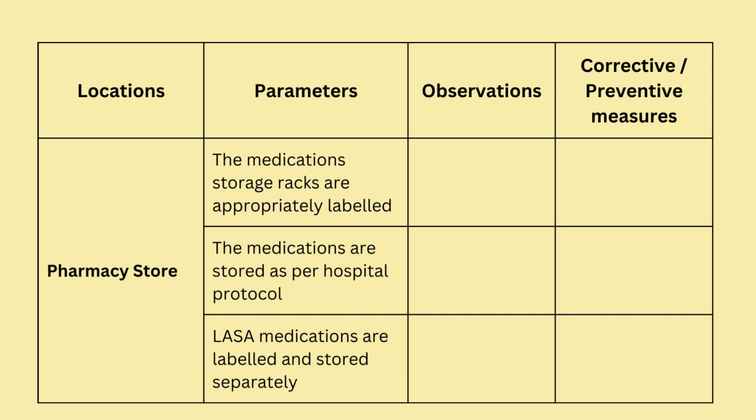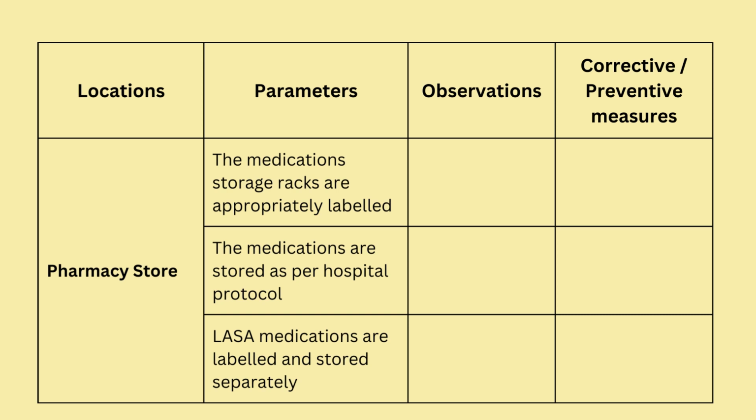For the next example, I have taken the pharmacy store, from where medications are distributed to the retail pharmacies, and to the different departments. I have selected 5 most important parameters here. The medication storage racks and lockers should be properly labeled. Whatever is your hospital's protocol for storing the medications should be strictly followed.